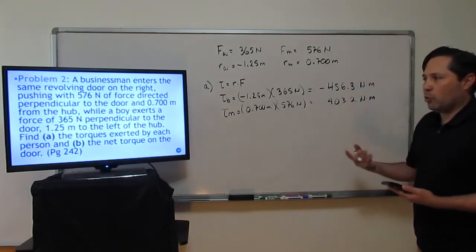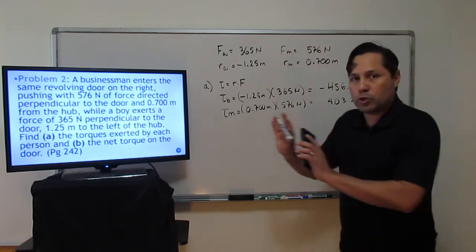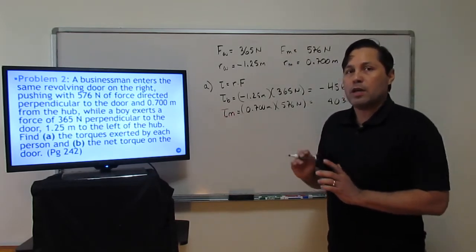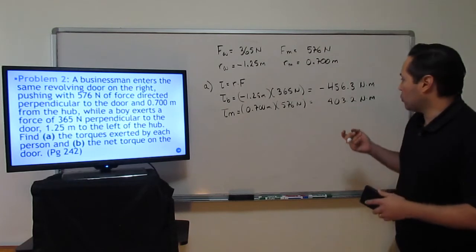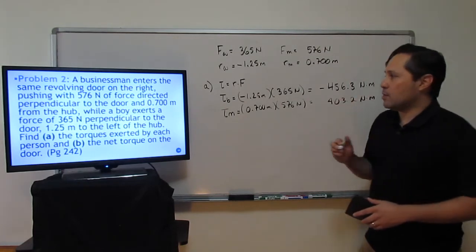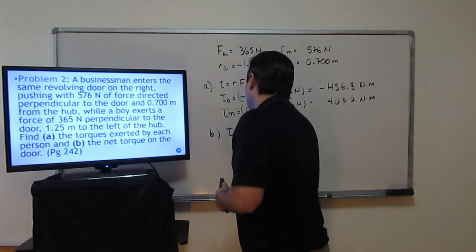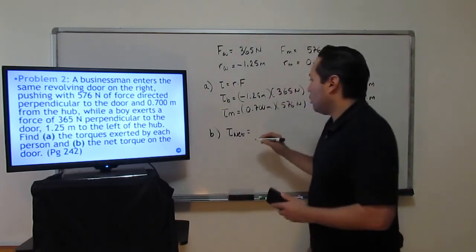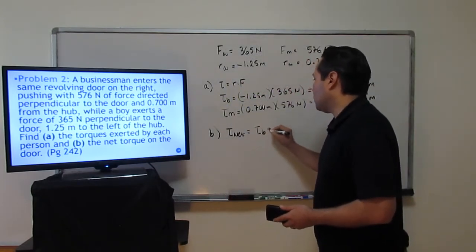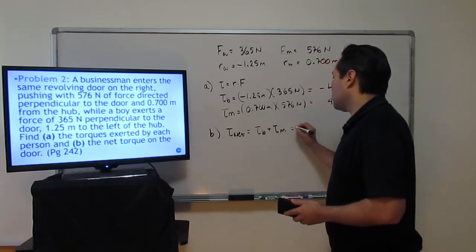Notice that the torque of the boy is greater, so he's going to be able to push the revolving doors his way, while the man's being pushed backwards. Now, part B they say, can you go ahead and solve for the net torque? So let's go ahead and do that. Net torque is going to be, if you just add them up, the torque of the boy plus the torque of the man.